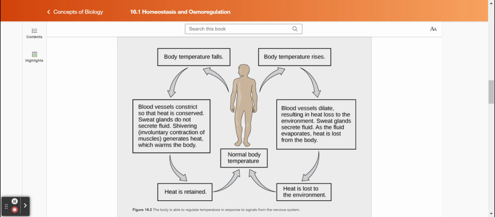When body temperature rises above normal, blood vessels dilate, resulting in heat loss to the environment. Sweat glands secrete fluid. As the fluid evaporates, heat is lost from the body. When heat is lost to the environment, the body temperature returns to normal.